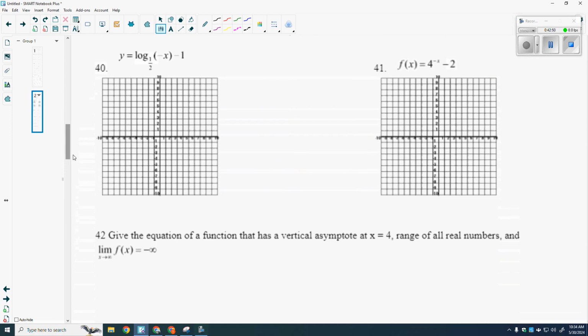All right, let's keep going. I'm going to do the exact same thing here. 1/2 to the y power equals x. Not looking at that, not looking at that. Make a table, plug in values for y.